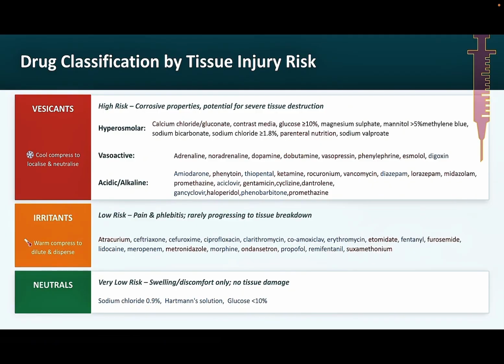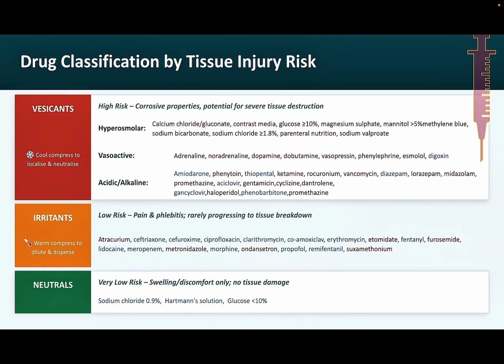In this slide, I have highlighted in red the agents that should be given warm compression as a treatment, and the blue highlighted agents are the agents that should be given cold compression as a treatment. So in hyperosmolar agents, examples are calcium chloride or gluconate, contrast media, and glucose more than 10%. We should not give glucose more than 10% in a peripheral IV cannula because of its hyperosmotic nature. And also parenteral nutrition. These agents should be given warm compression as a treatment.